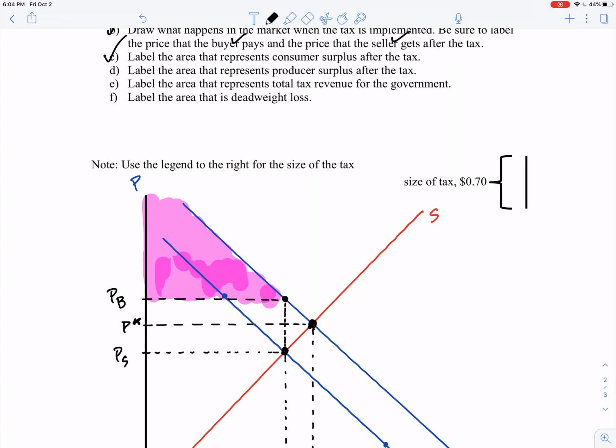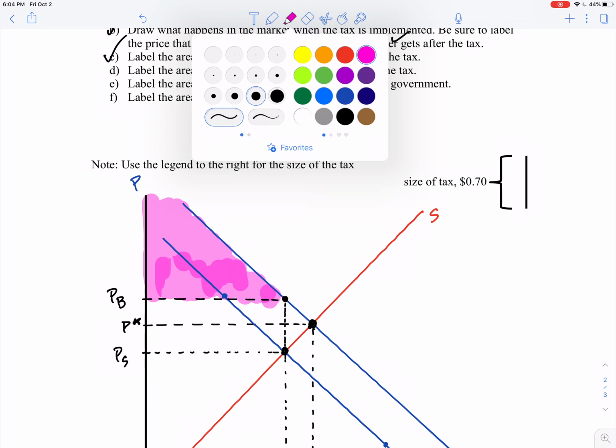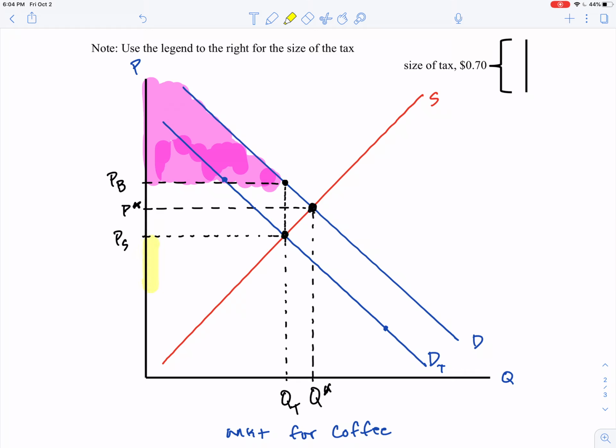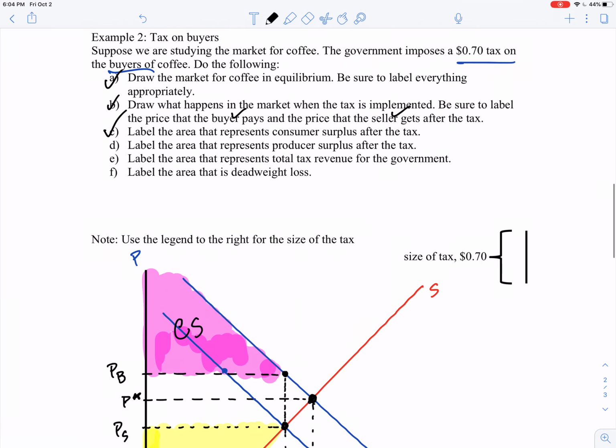What about producer surplus after the tax? Well, let's switch color. Let's go with yellow. Producer surplus after the tax. Again, producer surplus is that area that's below the price that the seller gets and above the supply curve, okay? So let's go ahead and label this. This is producer surplus. This is consumer surplus, okay? All right. So we've done part D, label the area that represents producer surplus after the tax.